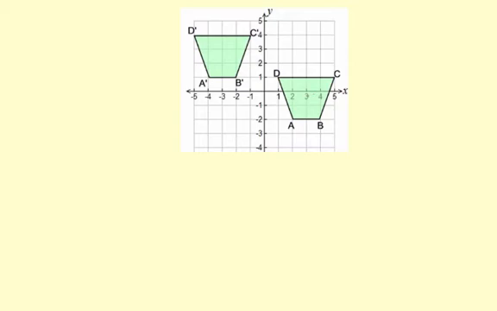So the shape on the right is the pre-image, and that means that it's the starting shape. The shape on the left over here with the accent marks, or the primes as they're called, is the image, and that's after the transformation. So in this case, it's after the translation.